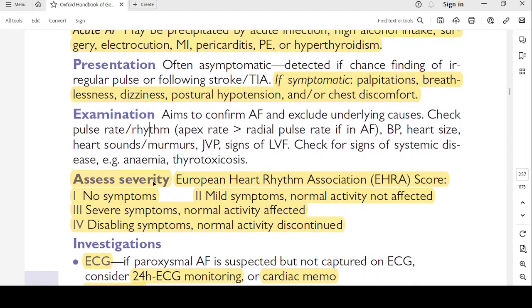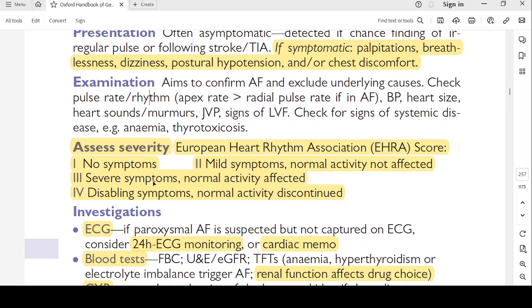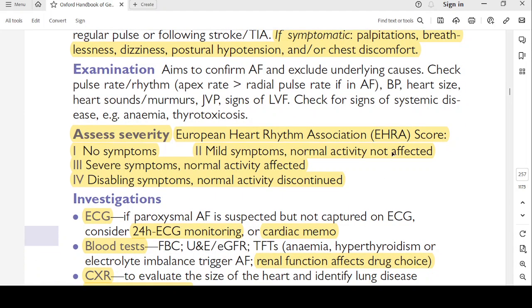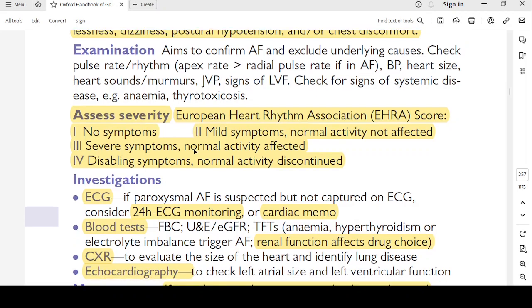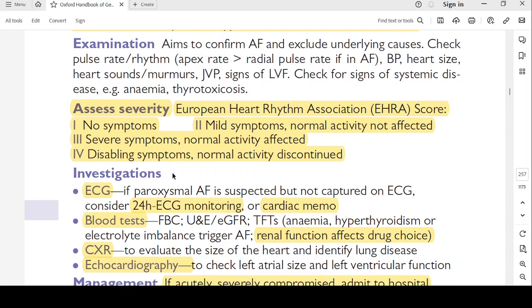So assess severity. For severity of atrial fibrillation, the EHRA score is: 1, no symptoms, grade 1. 2, mild symptoms, normal activity not affected. 3, severe symptoms, normal activity is affected. 4, disabling symptoms, normal activity is discontinued.